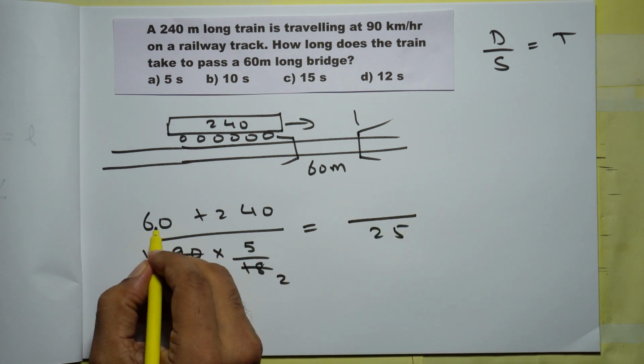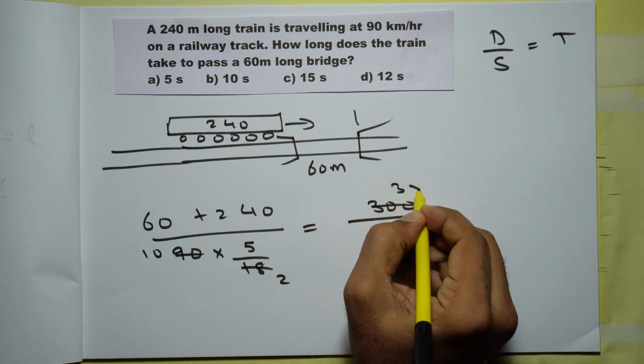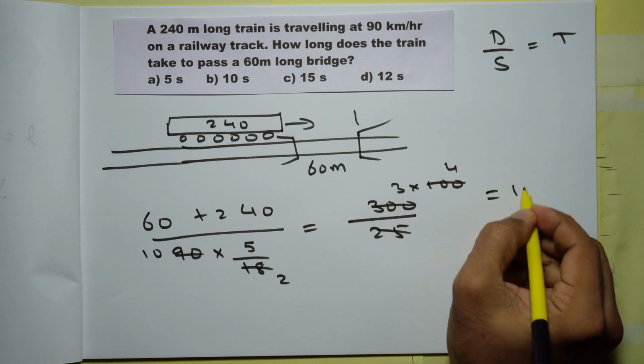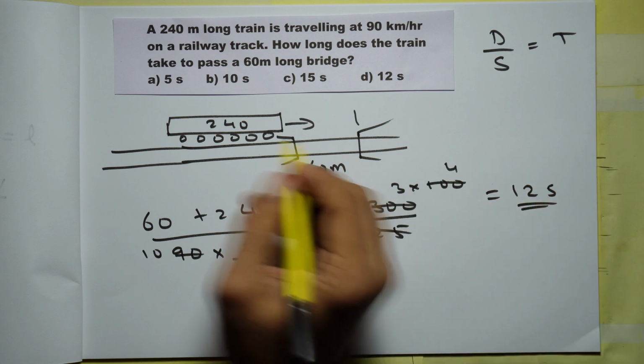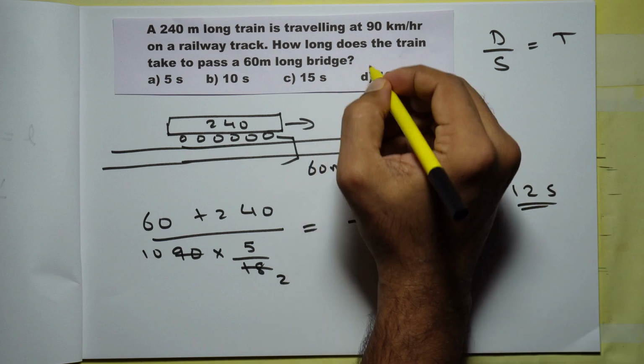In the numerator you have 60 plus 240, which is 300. 300 is 3 into 100. Here 25 divides 4 times. So 3 into 4 gives you 12 seconds. So that is the time required for the train to pass this bridge. Altogether 12 seconds, option D.